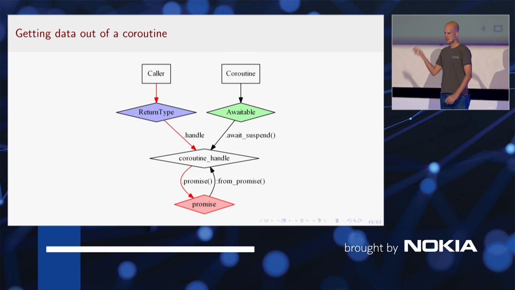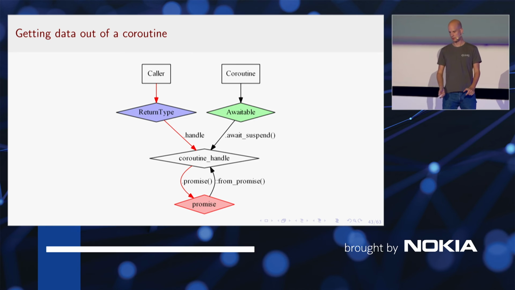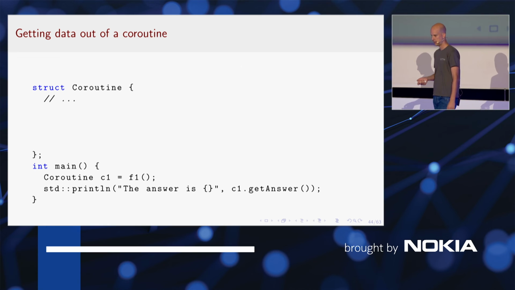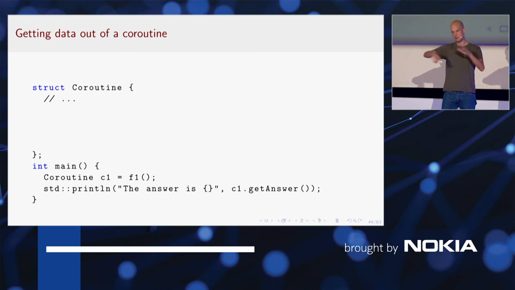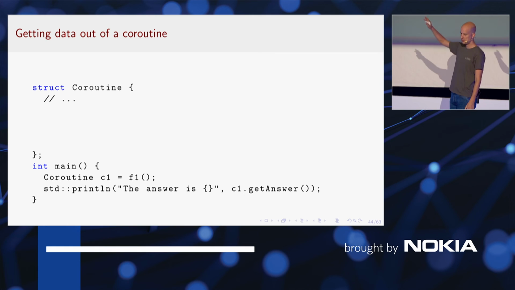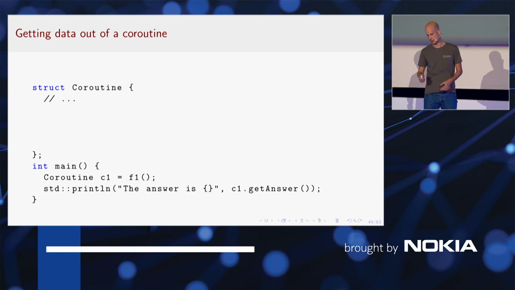So if we look at the diagram, then the path that we have available here is through the return type to the coroutine handle and then eventually to the promise. And implementing this is actually quite straightforward now. This is what the interface is going to look like. I'm going to call the coroutine. At some point, the coroutine is going to suspend and is going to store the value 42 for me in the promise. Then control is handed back to main, and now main is calling this get answer method to retrieve the value back from the return type.